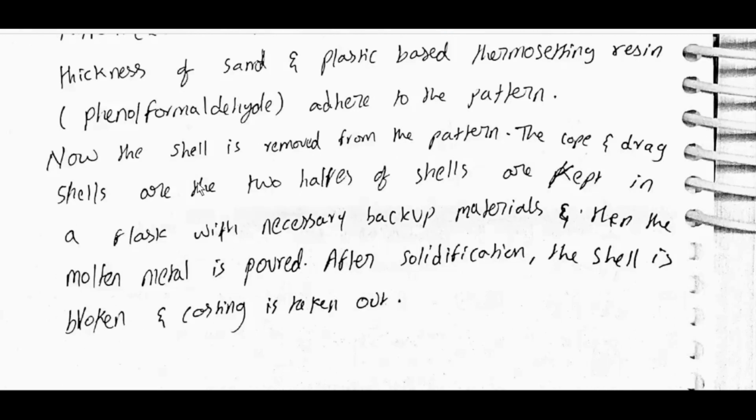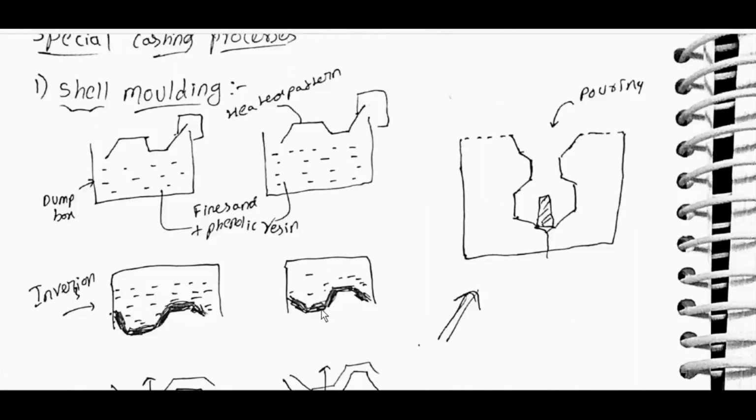The cope and drag shells, the two halves of shell, are kept in flask with necessary backup material, and then the molten metal is poured. After solidification, the shell is broken and casting is taken out.